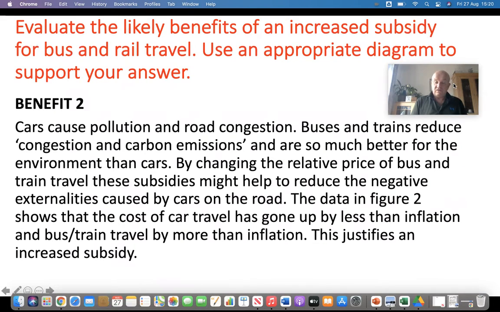Clearly, in this instance, if we use the data from figure 2 that's included, that shows that the cost of car travel has gone up by less than inflation, and bus and train travel have gone up by more than inflation. And that clearly could justify the increased subsidy because it then makes it a better environmental scenario if we actually encourage more people to use buses and trains through these forms of subsidy.